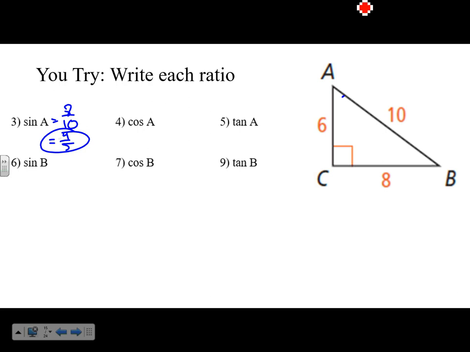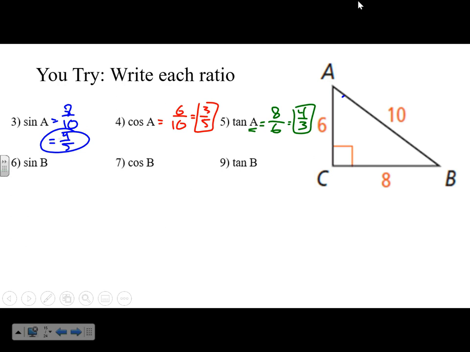Cosine of A is the adjacent over hypotenuse, so 6 over 10, which is 3 over 5. Again, make sure you reduce your fractions. And tangent of A is opposite over adjacent, so the opposite is 8 over the adjacent, 6. That's 4 over 3.